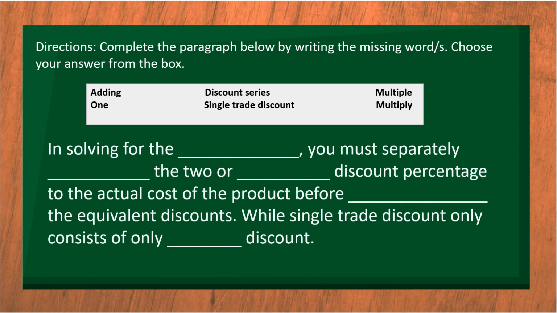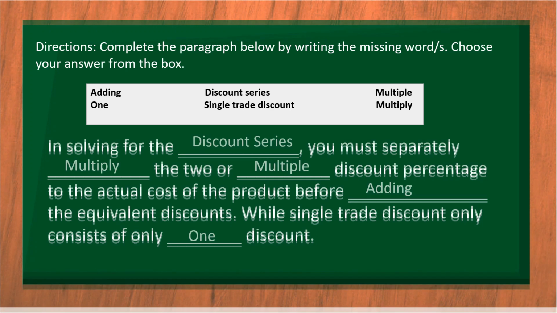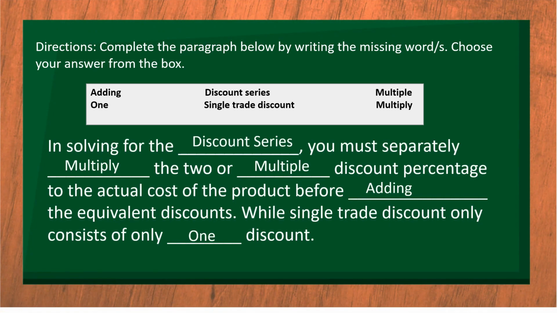In solving for the blank, you must separately blank the 2 or blank discount percentage to the actual cost of the product before blank the equivalent discounts, while single trade discount only consists of only blank discount. The answer is... very good.